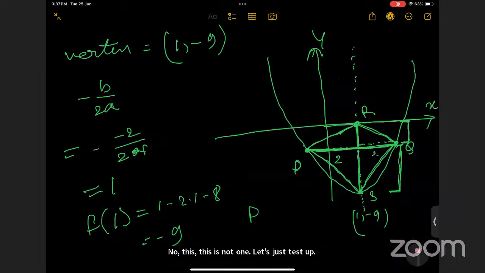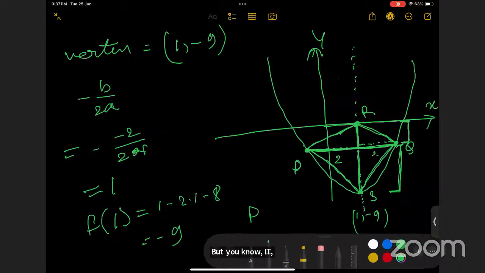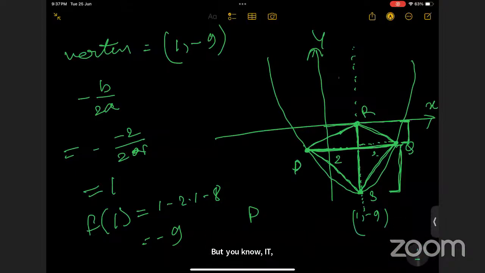We have that the distance of P from the axis of symmetry is 2 units, and the distance of Q from the axis of symmetry is 2 units. That means this is 2 and this is also 2. Ma'am, so with that information, we can say that the x-coordinate of P will be -1 and the x-coordinate of Q will be 3. These are 2 units from the axis.